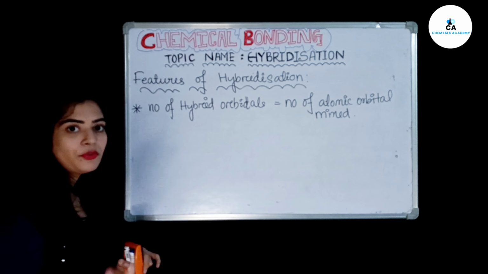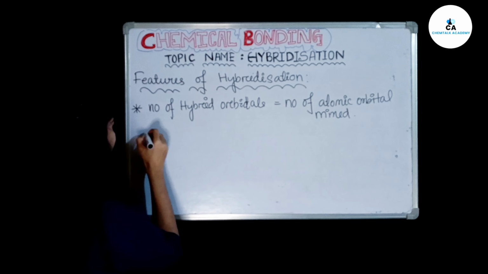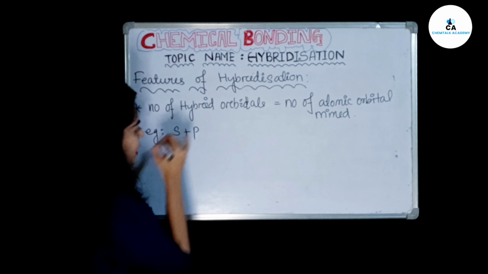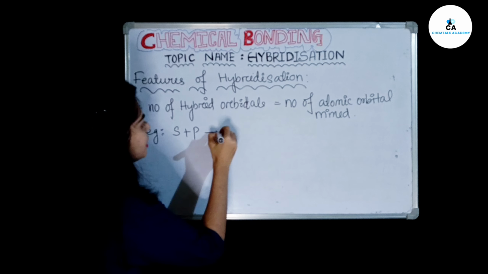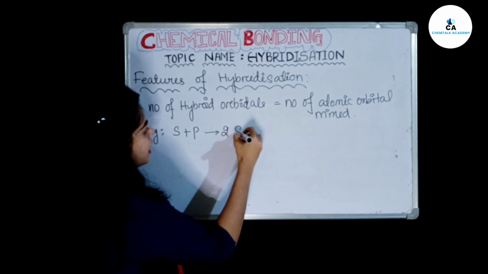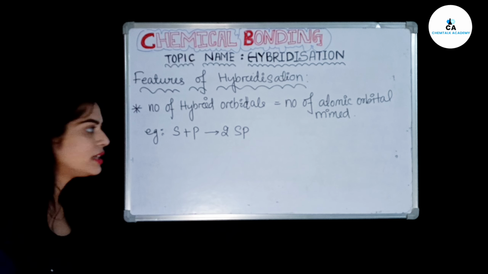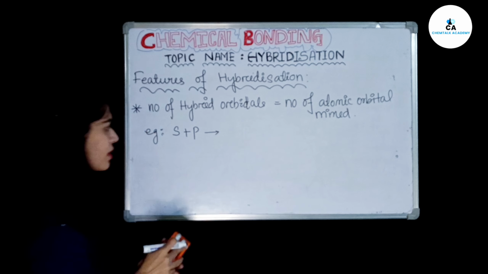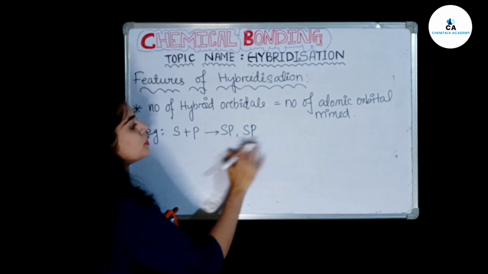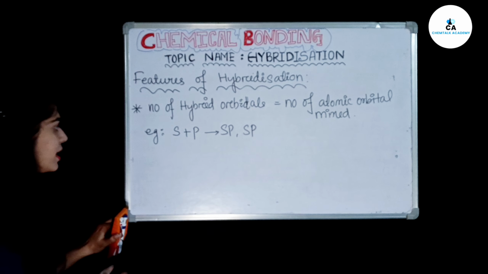Similarly, if we are mixing 2 atomic orbitals, for example 1 s with 1 p, how many hybrid orbitals will we get? 2 sp hybrid orbitals. If you are not understanding, I am writing it like this: sp and sp. This means 2 hybrid orbitals we are getting.